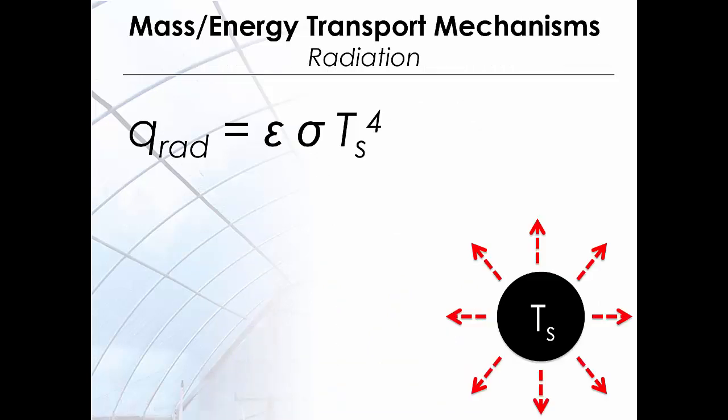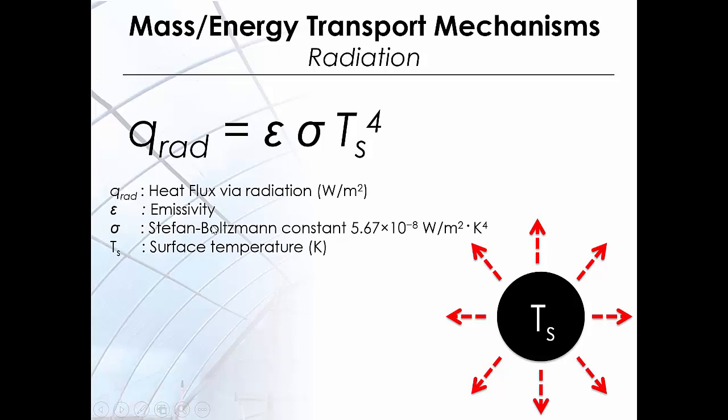Radiant energy is emitted by a surface through electromagnetic waves depending on the nature of the surface and its temperature. The Stefan-Boltzmann law states that the total energy emitted over all wavelengths is proportional to the fourth power of the absolute temperature of the surface. As you can see in this equation, the epsilon is the emissivity and the sigma is the Stefan-Boltzmann constant. Ts defines the surface temperature. The emissivity describes the emitting properties of the surface. For instance, a black body has an emissivity of 1.